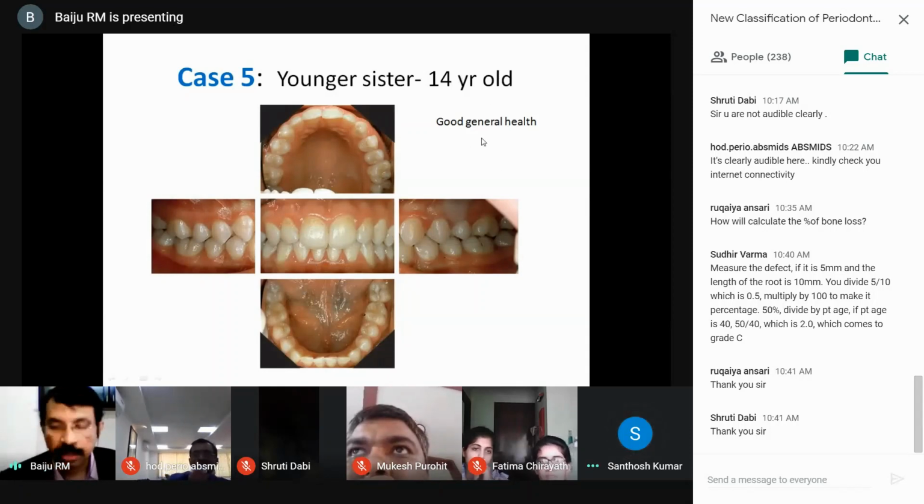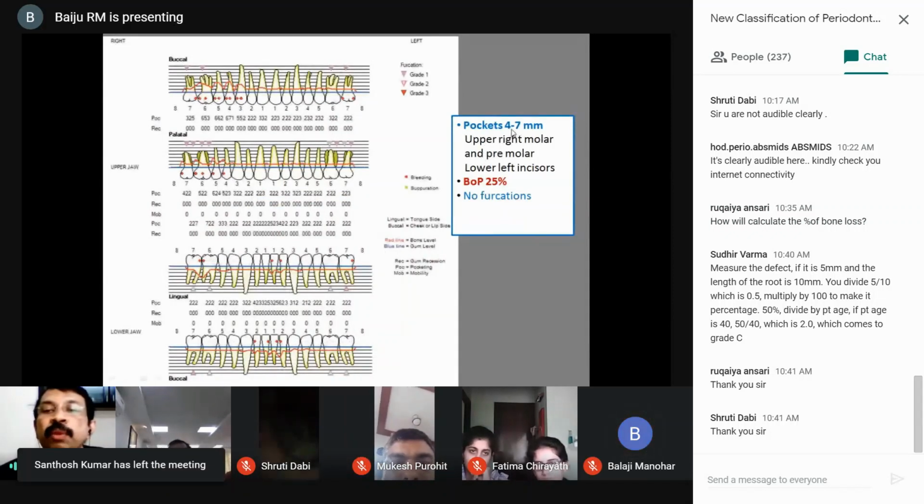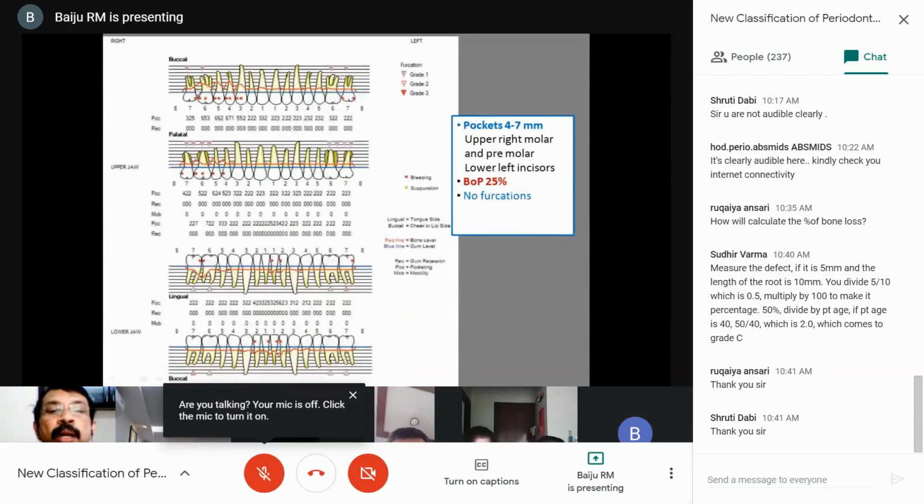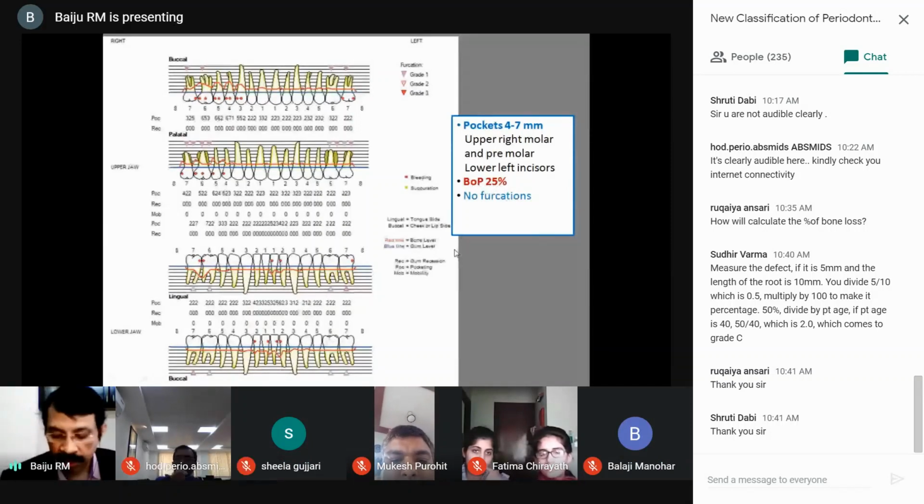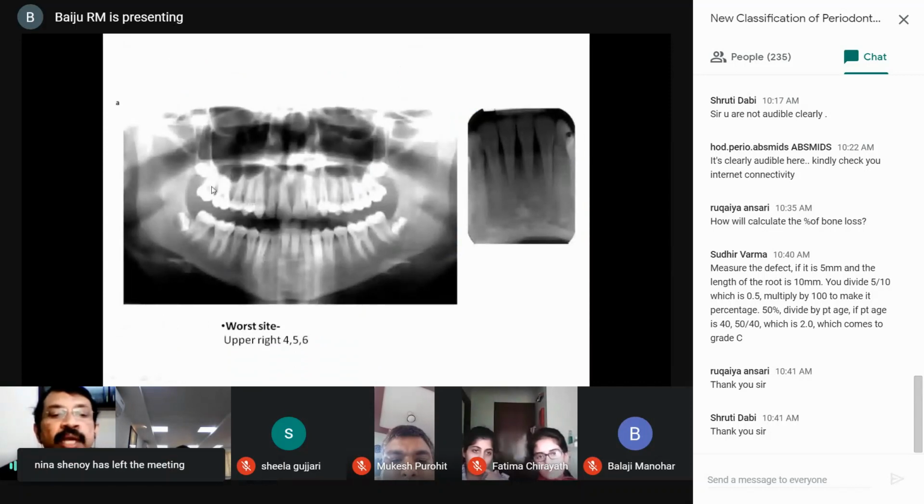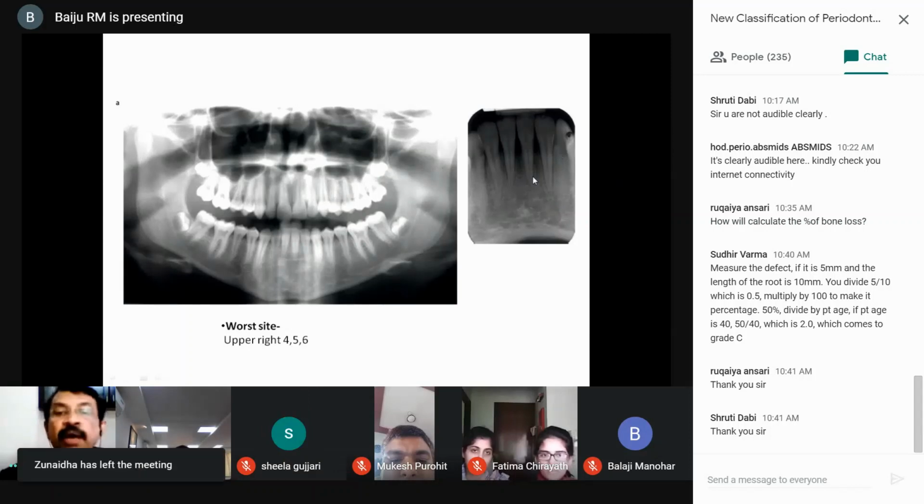She was in good general health. When charts were taken, they showed that the pockets range from 4 to 7 millimeters. There was pocketing in the upper right molar and premolar regions, also in the lower left incisors, and bleeding on probing was in more than 25% of sites, with no furcation involvement. Since the patient had only a few sites of attachment loss and bone loss, they didn't go for a full-mouth intraoral survey, but instead went for an OPG and selected IOPAs of the affected sites.